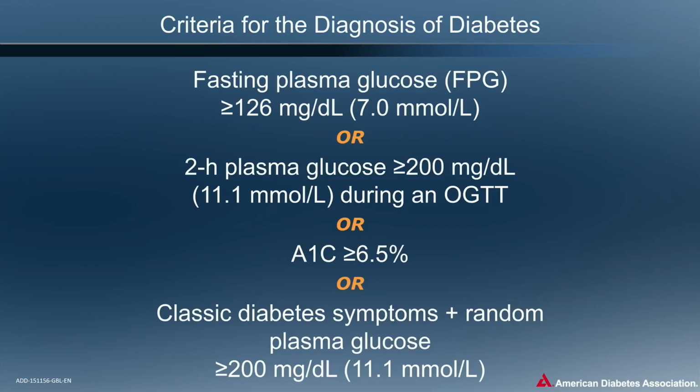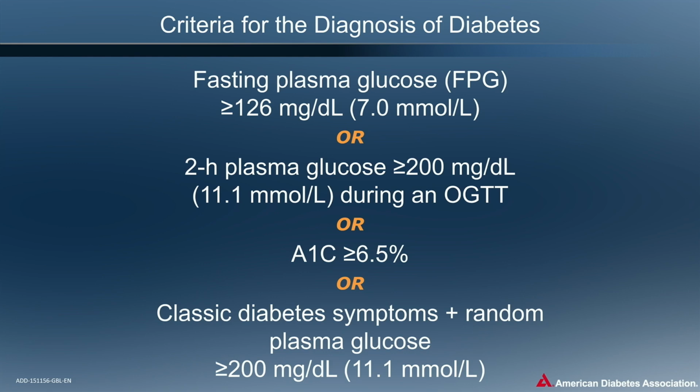Well, what about type 2 diabetes? The diagnostic criteria for diabetes includes a fasting plasma glucose greater than or equal to 126, or a 2-hour plasma glucose greater than or equal to 200 following an oral glucose tolerance test, or a hemoglobin A1C of greater than or equal to 6.5%. There's another criterion. You can have somebody who comes in with classic diabetes symptoms, polyuria, polydipsia, blurry vision, and they have a random plasma glucose greater than or equal to 200, you've made the diagnosis.